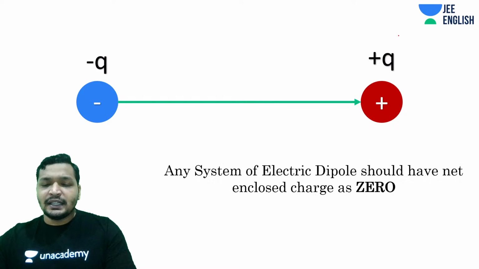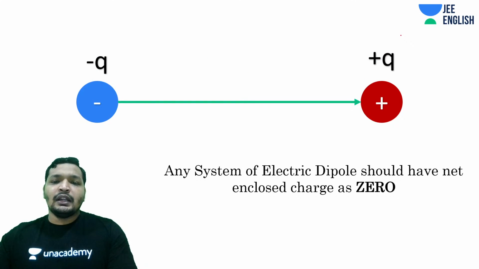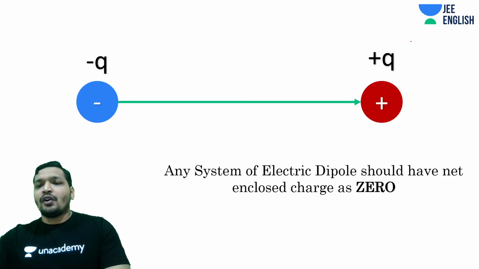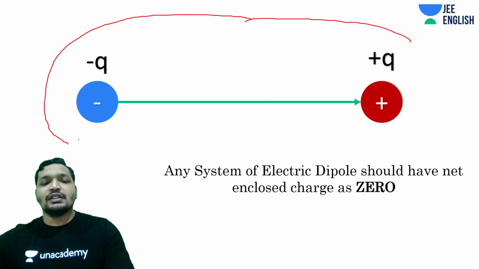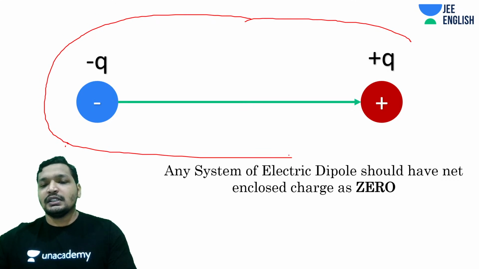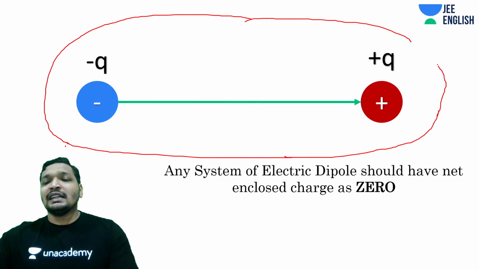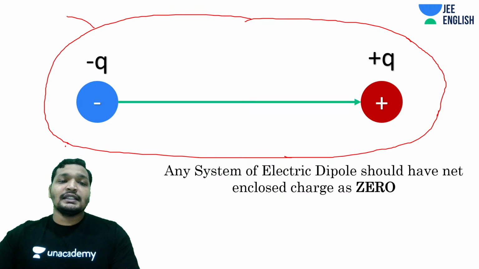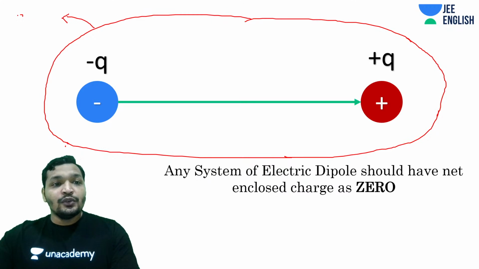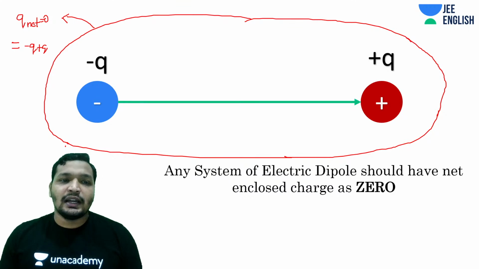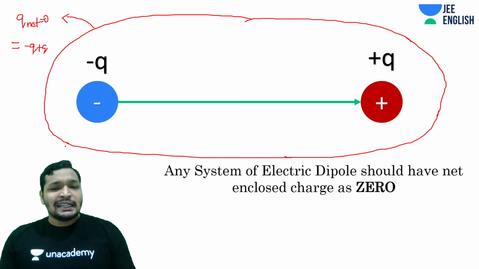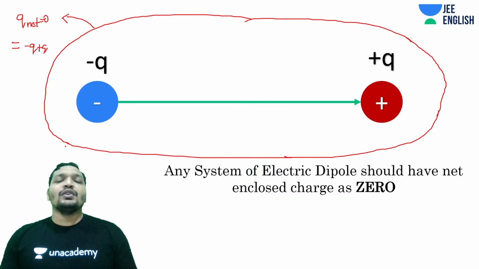Alright, so what is the speciality of an electric dipole? If you draw a surface around this electric dipole, what is the total charge enclosed in the surface? This is a standard rule for an electric dipole. If there exists an electric dipole, the Q net should be 0. Yes, right? What is Q net? Minus Q plus Q gives you Q net, you're basically adding the charges. So yes, any system of electric dipole should have enclosed charge as 0.